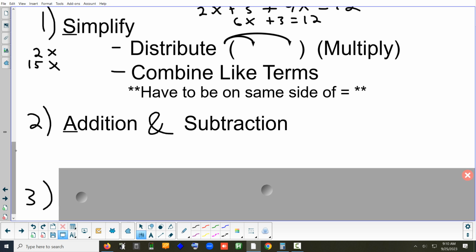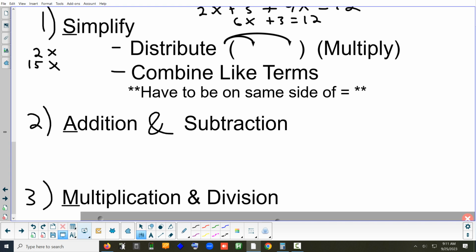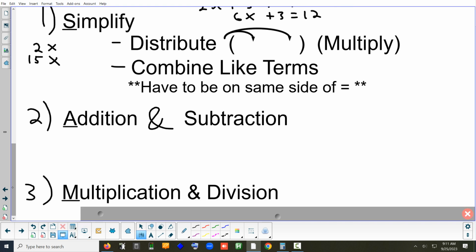So that's the S, the A, and the last step is the M. And what does the M stand for? It really is two things. Multiply or divide. Yep. So if there's any multiplying or dividing you need to do, you do that in the very last step.